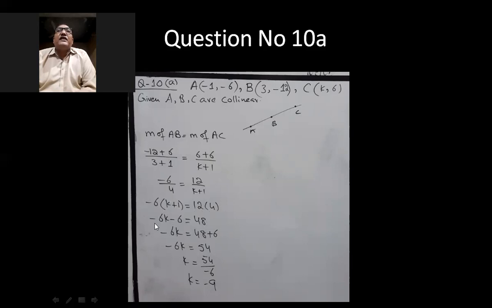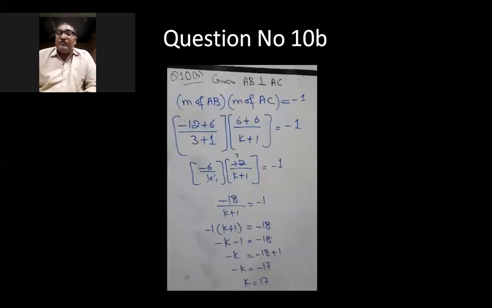That will be 48. So you have -6K minus 6 equals to 48. This minus 6 will go on the other side. It will add. So you will have -6K equals to 54. So K will be equal to 54 divided by -6. So the K value will be -9. So this is question number 10, A part. Hopefully you have understood. Let's move to the next part.